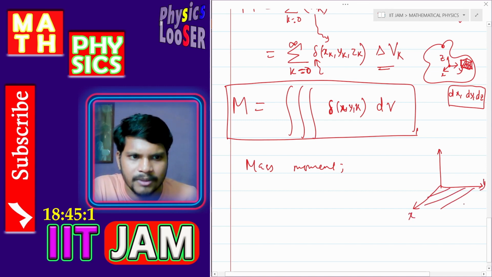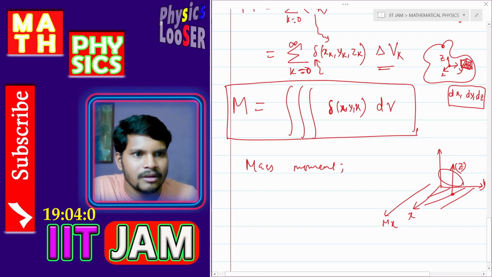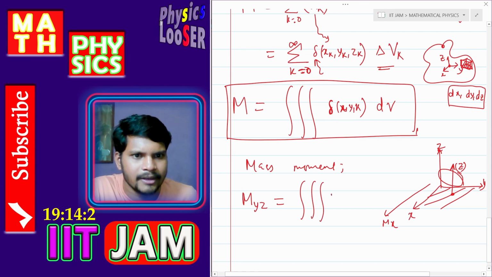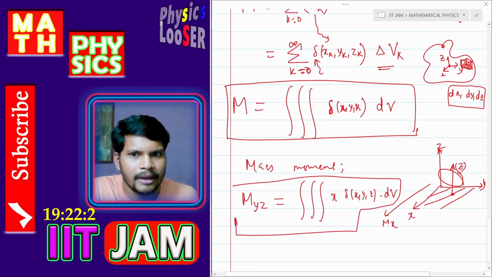Let us say this is an XY plane. So moment would always be perpendicular to that plane. Suppose I want to find the mass moment in the XY plane, so the mass moment would be in Z. Suppose I want to find the mass moment in X direction, it means that it's happening in Y and Z direction. So mass moment along the x-axis would be M of yz, which is the triple integral of x times delta of xyz times dV. So this will give you the mass moment along the x-axis.